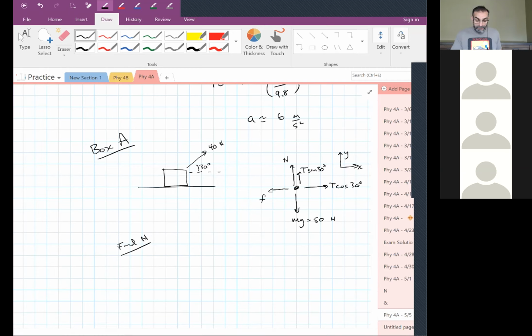Okay, so our free body diagram should look something like this. You want to break up that pulling force, that tension in the string or whatever that is, the 40 Newton force, into a horizontal and a vertical component. I'm calling it T, but I'm going to plug in 40 in there in a minute. So what do I have here? I've got the sum of the forces in the Y direction have to be 0.